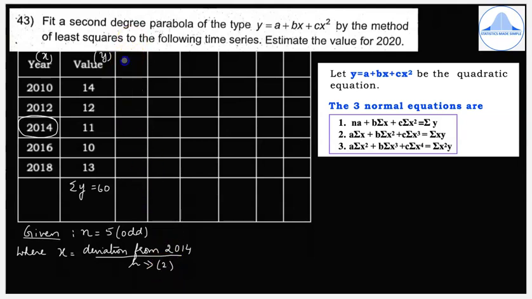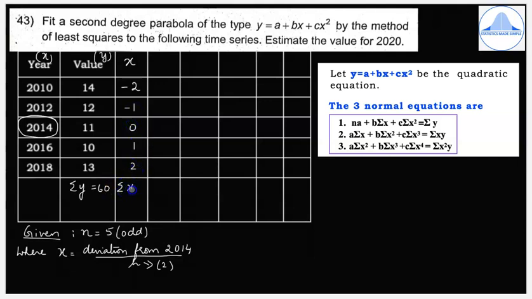So in the table, form the next column as x. So 2010 minus 2014 is minus 4. Minus 4 divided by 2 is minus 2. Then 2012 minus 2014 is minus 2. Minus 2 by 2 is minus 1. Then you'll get 0, 1 and 2.